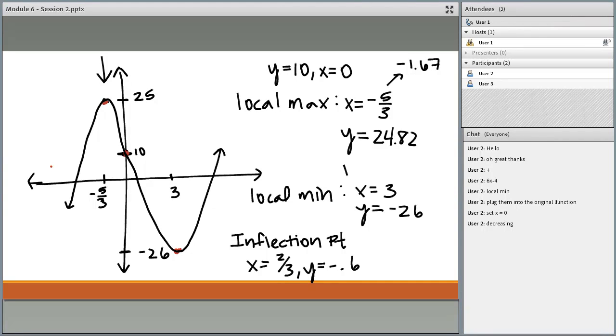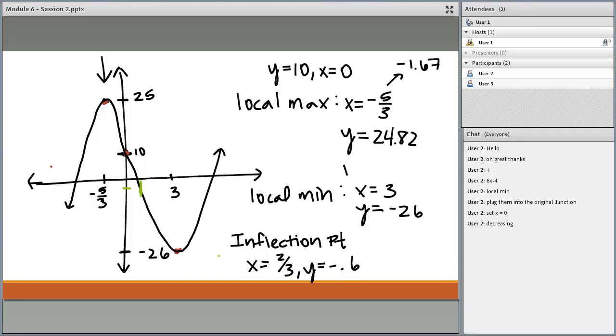The point of inflection is where the graph changes concavity. So that says that at about here, the graph changes from concave down to concave up, which looks about right. The y value of about negative 0.6 is probably a little closer to the x-axis than what I've drawn, but at about x equals 2/3 is where the graph changes from being concave down to concave up.